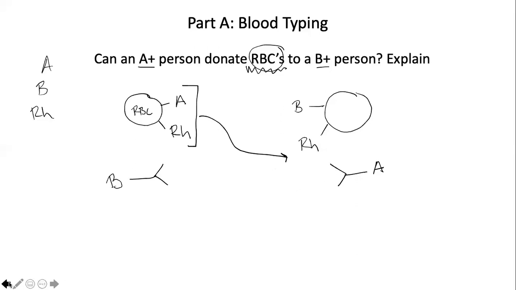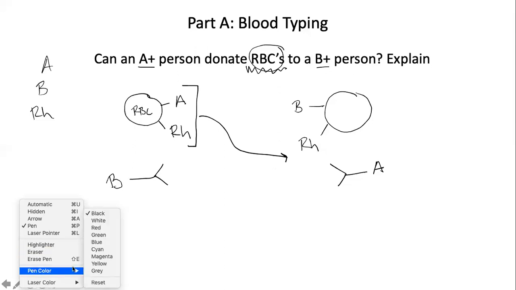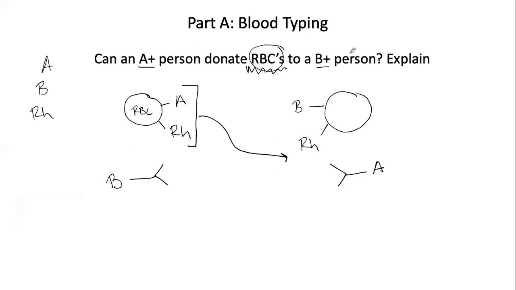No. Why not? Because this antibody is going to bind to this antigen and agglutinate it. Okay? We don't have any Rh antibodies, so we don't have to worry about that. We don't have to worry about B antibodies coming in contact with B antigens because we're not donating this, right? Just these red blood cells. Okay, try the next one. Okay, so that's the answer. Let's go to the next one.